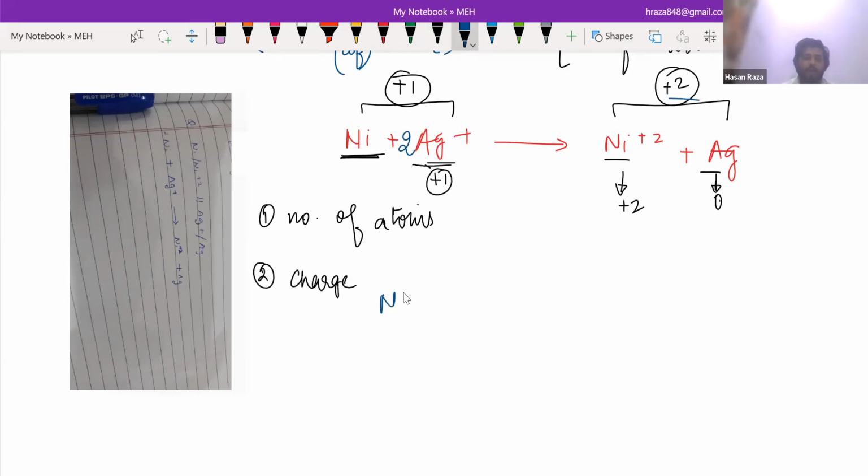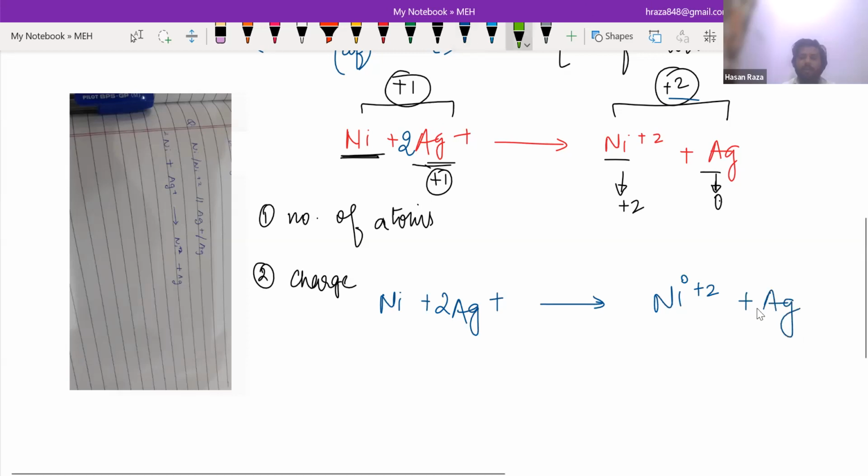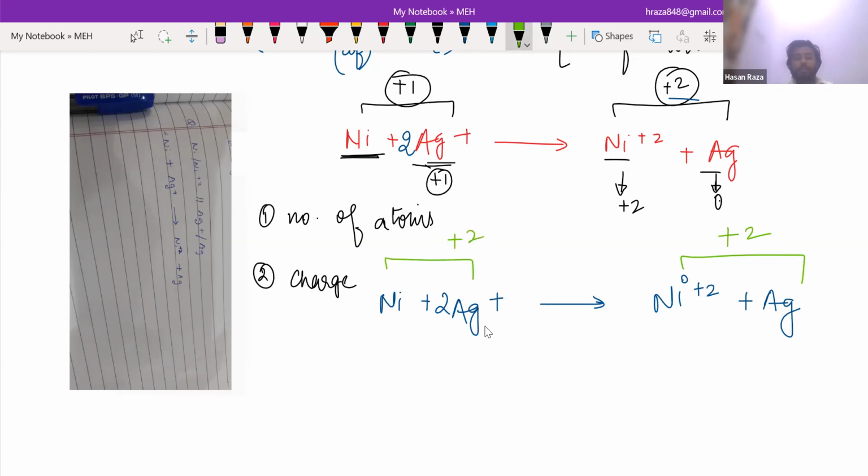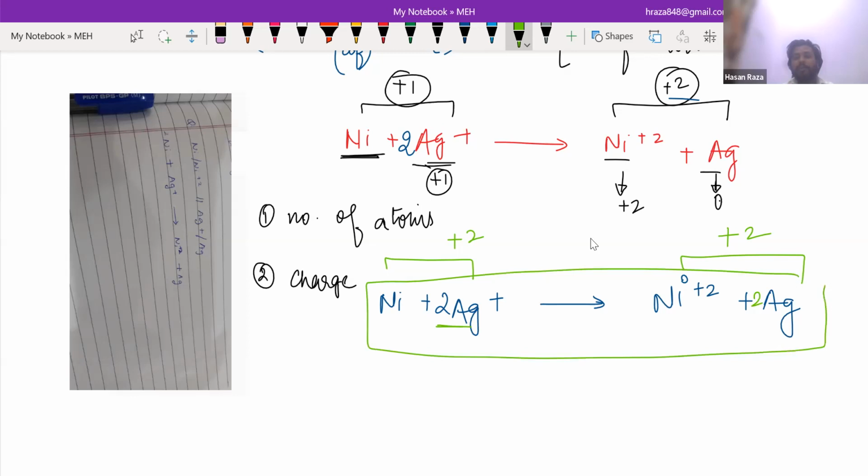Now, if you look at this equation, you will see that the charge is balanced, because on the right hand side you have plus 2 and on the left hand side you have plus 2, but the atom is not balanced. So in order to do the atomic balance, 2 Ag is there, so you are going to multiply it by 2. Now it is balanced, isn't it? Yes, sir. It is balanced.